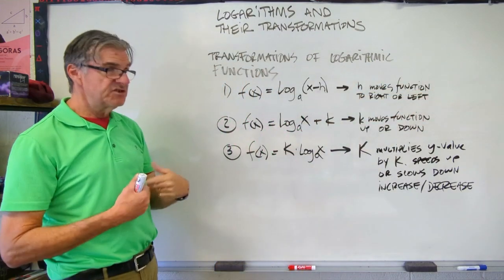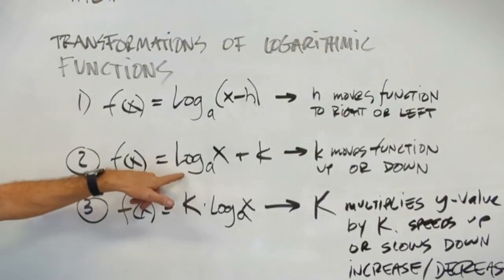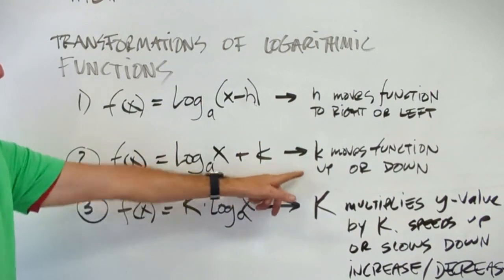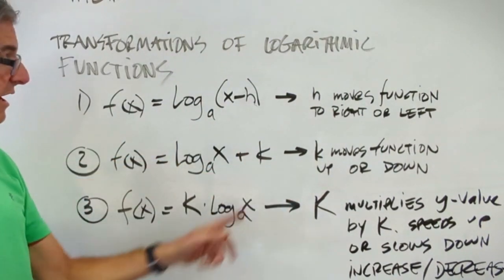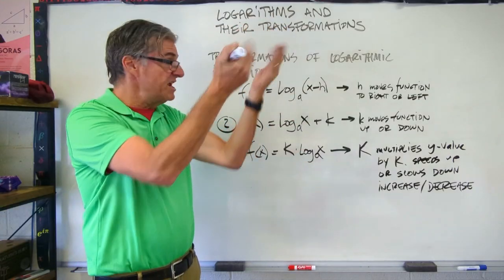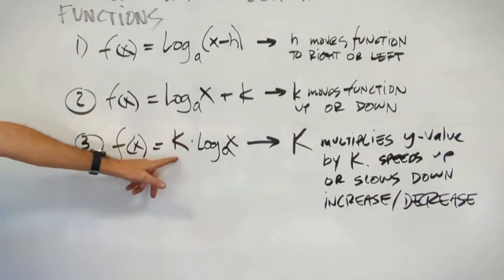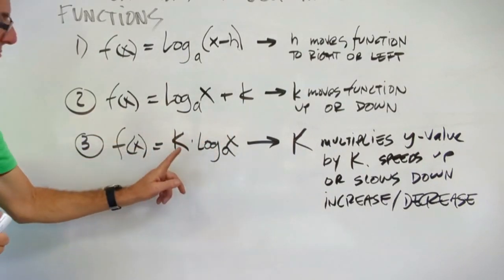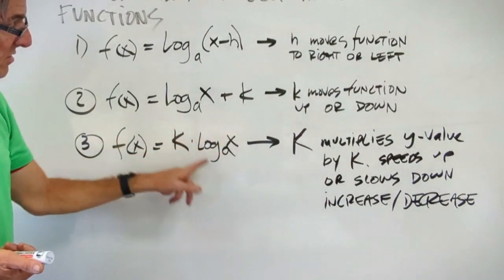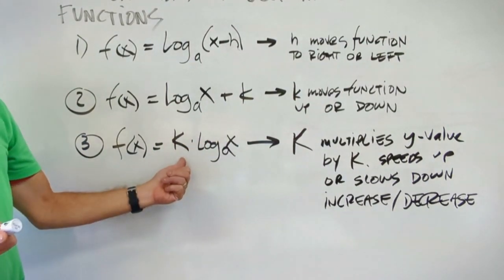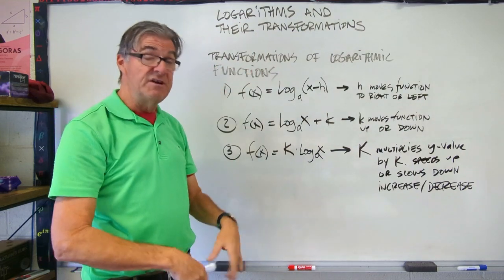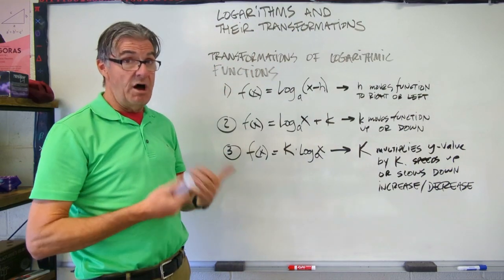Second transformation, here is log base a of x, and we're adding some constant here. I've used lowercase k for that. This is just going to move the function up or down, and the sign is correct. So if it's +3, it just takes the function and moves it up 3. Finally, we have this uppercase K. If we're multiplying the whole expression by a K, what we're really doing is we're just multiplying the y value by that K. We do the log function here, and then we multiply the result by K. So what this does is it's going to speed up or slow down the increase or decrease of the function.